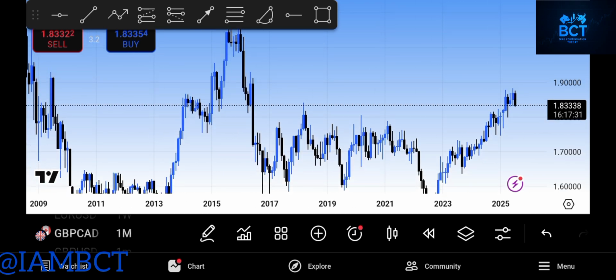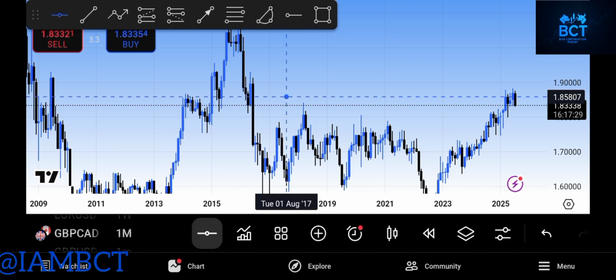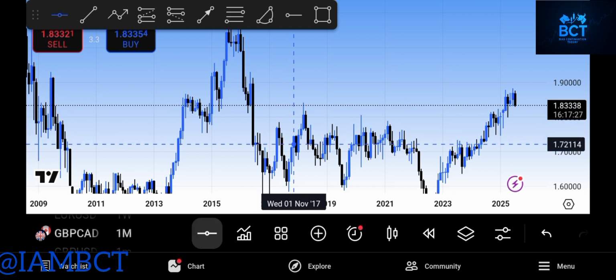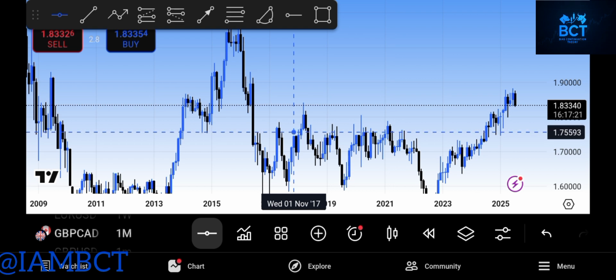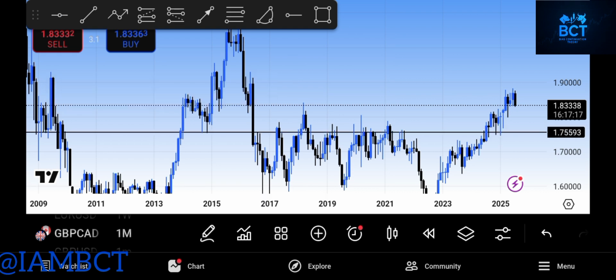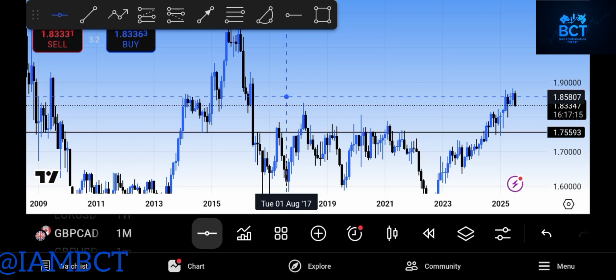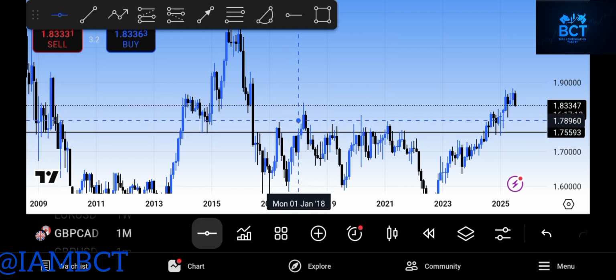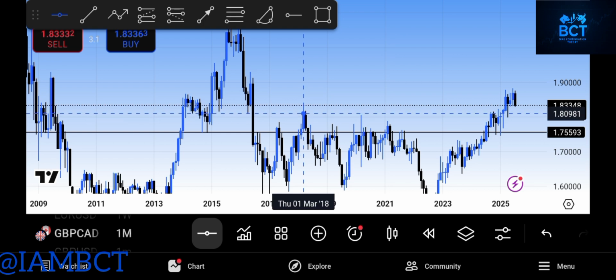So right now, as we did in the previous pair, this is where we expect price to bounce whenever it comes by. This is where candles clustered before going up. So mark out the zone. Then we'll look for the next one, which is somewhere around here.